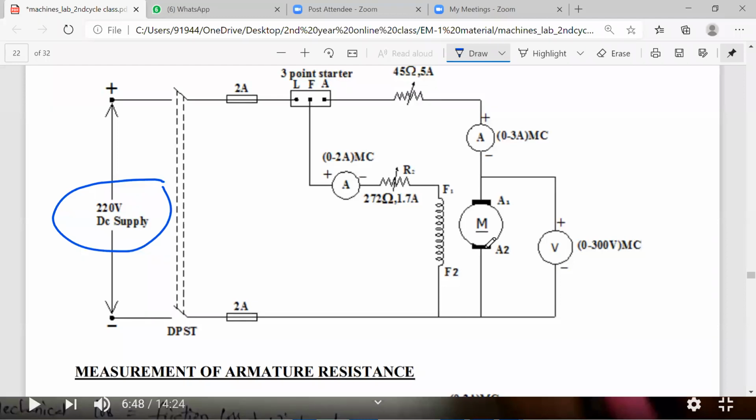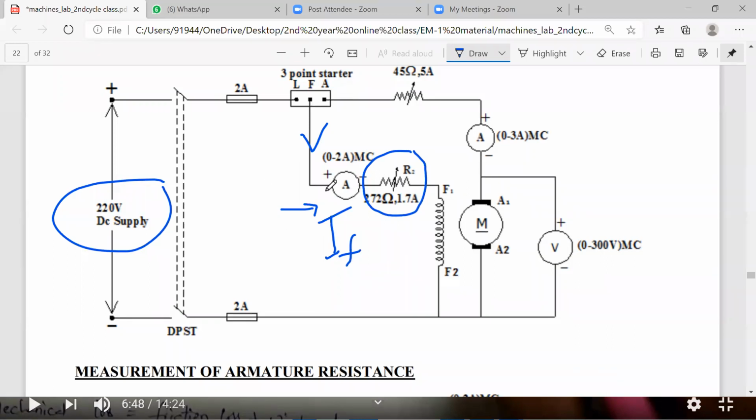First, connections are made as per the circuit diagram. Now the field current is adjusted to run the motor at its rated field current. By varying this rheostat, the field current of this motor is varied up to the rated field current. So that means rated field current IF flows through this circuit, and this ammeter measures the IF value. Then we take all the meter readings.